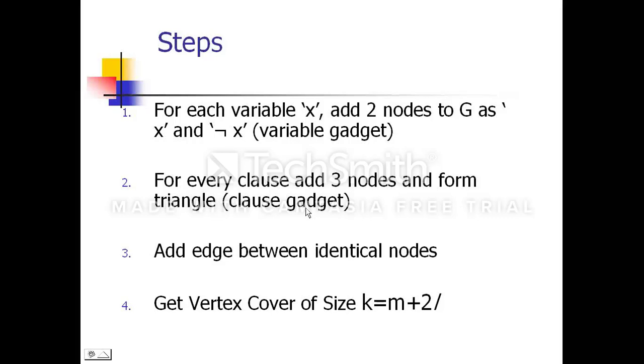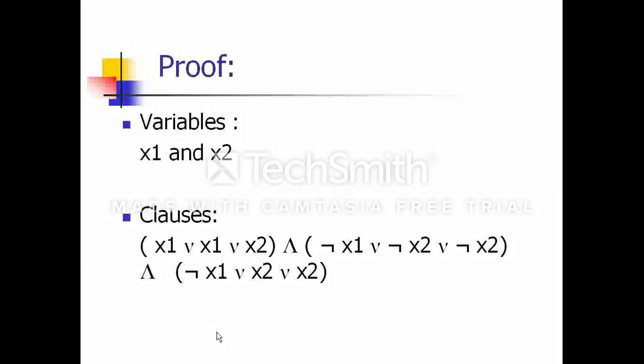So those are the identical nodes, so you will have to connect them. So you will have to add the edge between the identical nodes. Why are we going to do this? Basically, we are going to form a graph-like structure. Once we have obtained a graph from the above three steps, next we will obtain the vertex cover of size k, that is m plus 2l. M is the number of variables and L is the number of clauses.